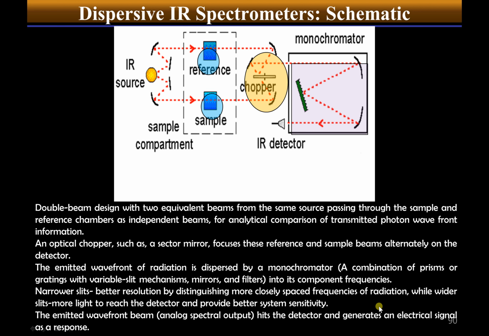The emitted wavefront beam, that is the analog spectral output, hits the detector and generates an electric signal as a response, and this is the detector. So finally this is emitted out to the IR detector, and then the detector has analog to digital conversion, and then it goes to the recorder and all things. We will see a much simpler view of the dispersive type of IR spectrophotometer again, and we will try to nicely explain it.